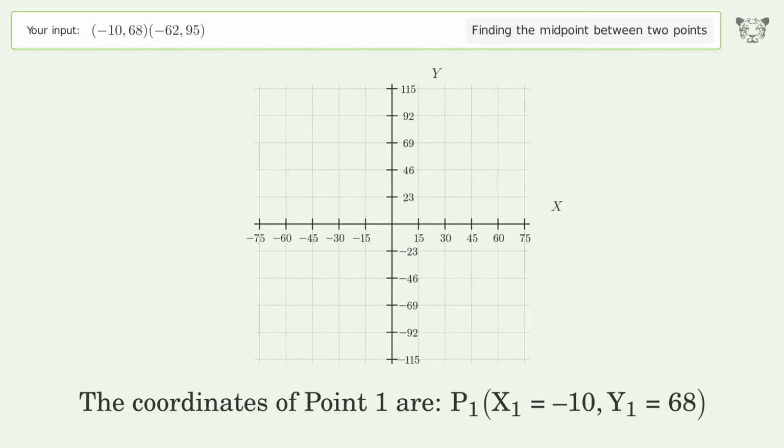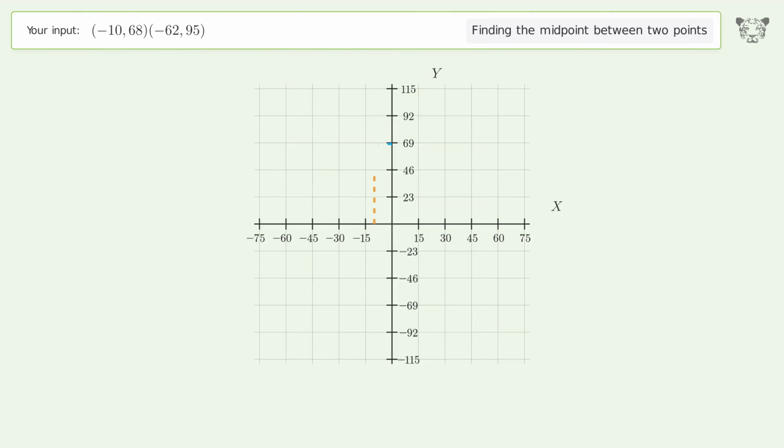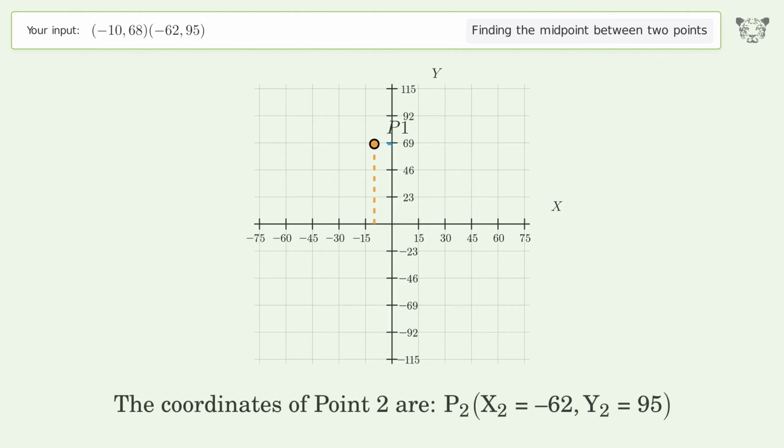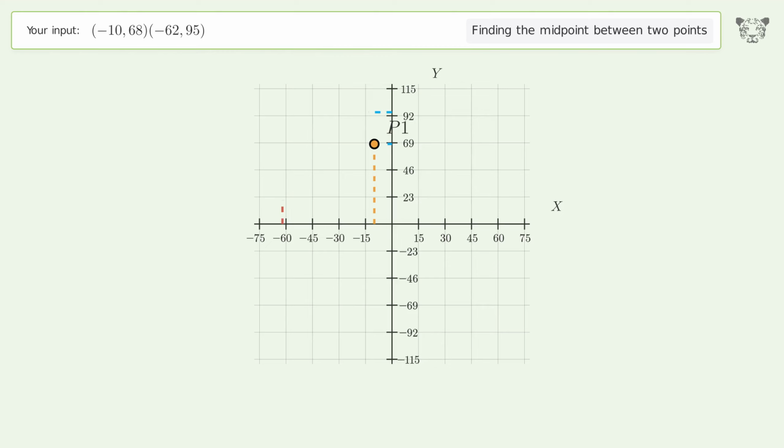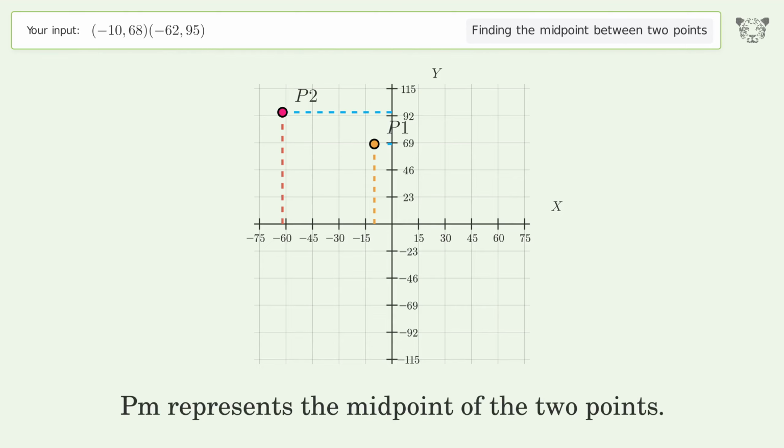The coordinates of point 1 are, x1 equals negative 10, y1 equals 68. The coordinates of point 2 are, x2 equals negative 62, y2 equals 95. PM represents the midpoint of the 2 points.